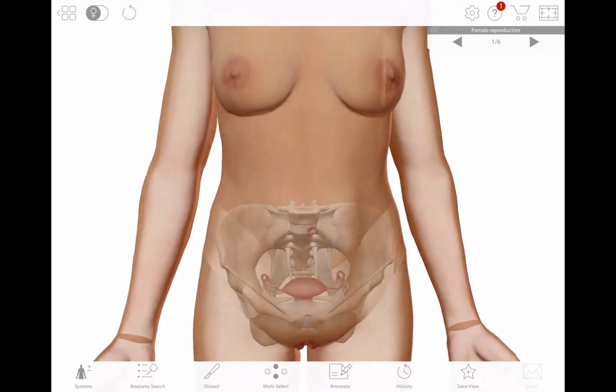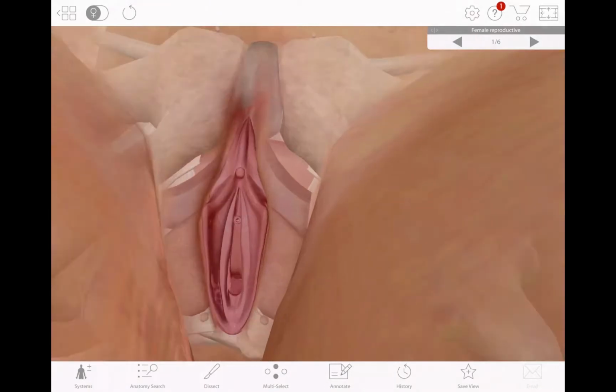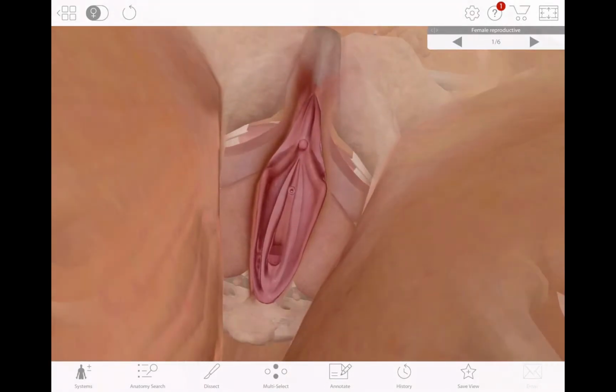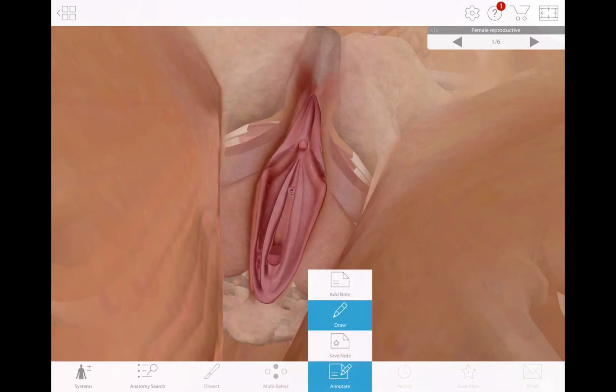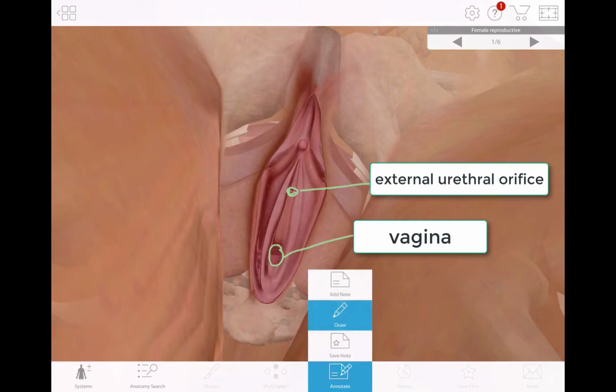You'll notice on this model that the skin is transparent. So if we flip this female over and zoom in on her genitals, this is kind of pelvic exam mode, we've got a couple structures that we can see. We have this opening right here, that's the vagina. We have this little opening right here, that's the external urethral opening. That's where the urine comes out.